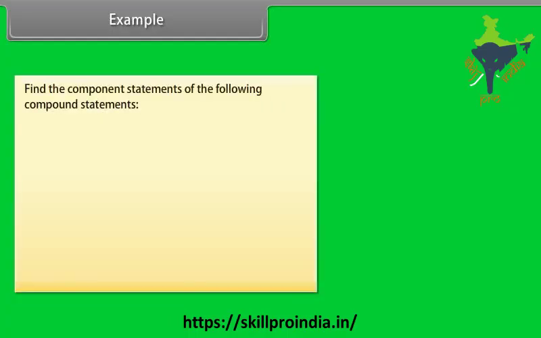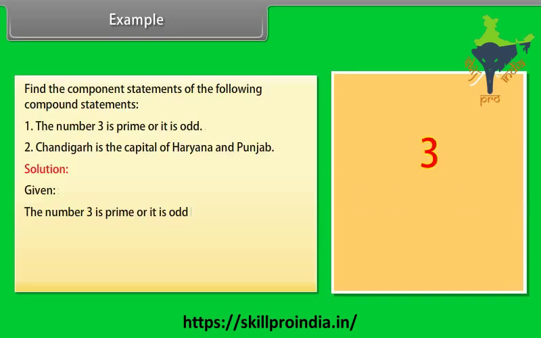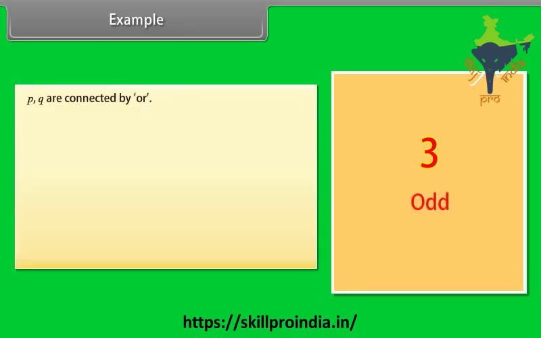Example: find the component statements of the following compound statements. The number 3 is prime or it is odd. Chandigarh is the capital of Haryana and Punjab. Solution: given the number 3 is prime or it is odd, its component statements are: P is a statement that the number 3 is prime. Q is a statement that the number 3 is odd. P and Q are connected by or.